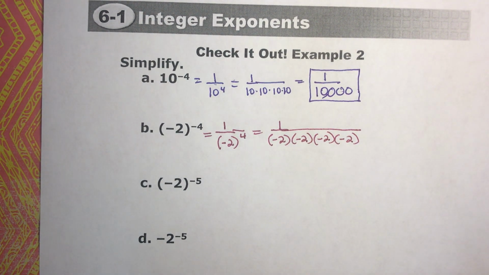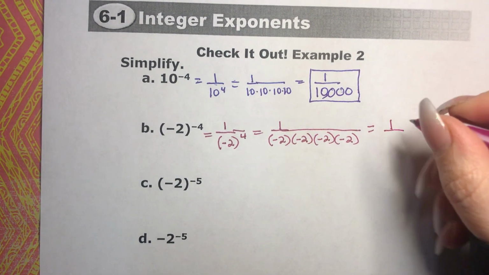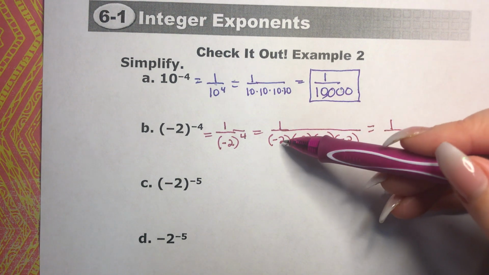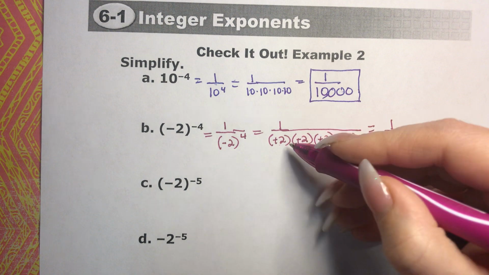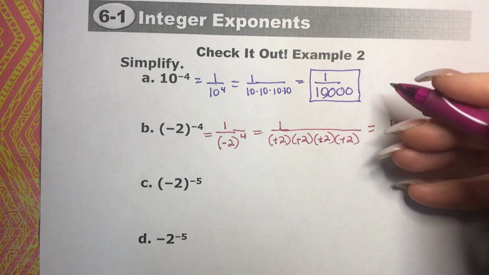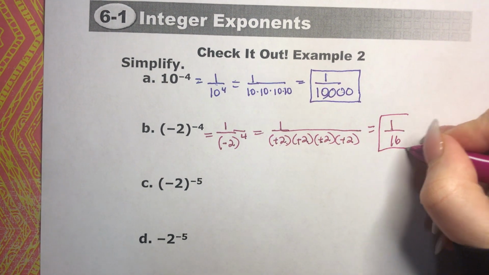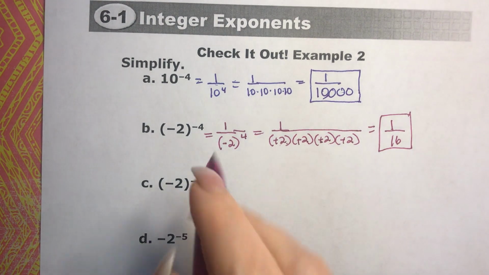Which is equal to 1 over, okay, I like to figure out my signs first. So negative times a negative is a positive. A negative times a negative is a positive, and then we go 2 times 2, which is 4, times 2, which is 8, times 2, which is 16. So if you got 1/16, woohoo, good job. All right, on to the next one.